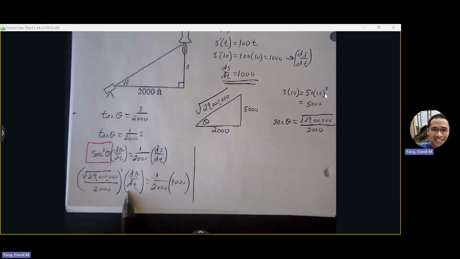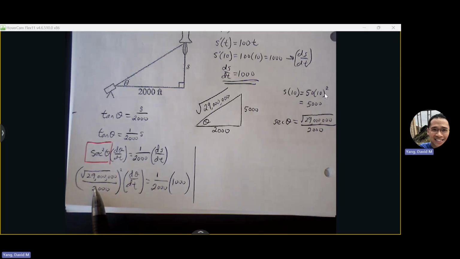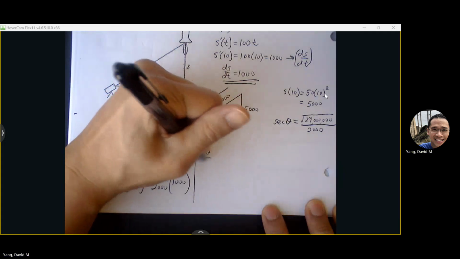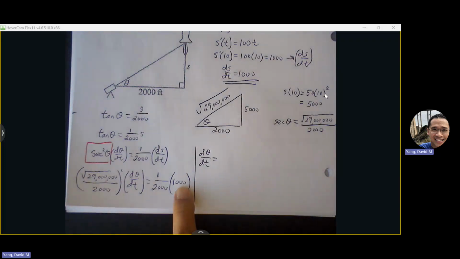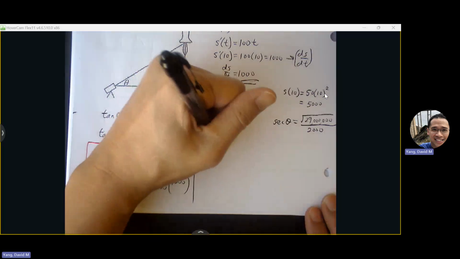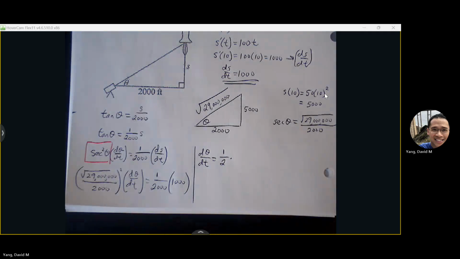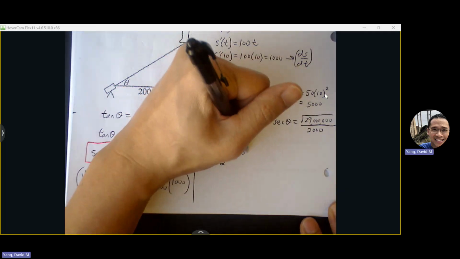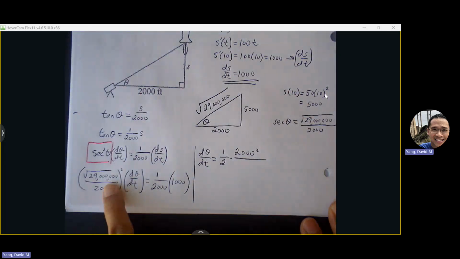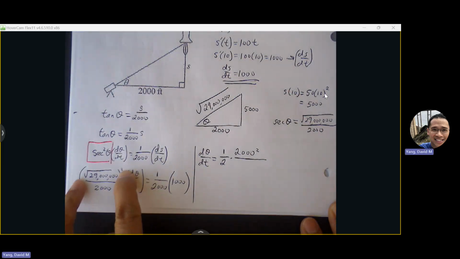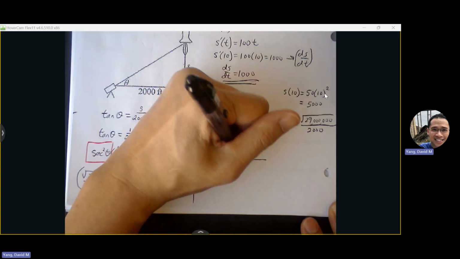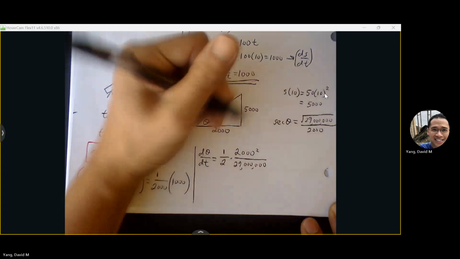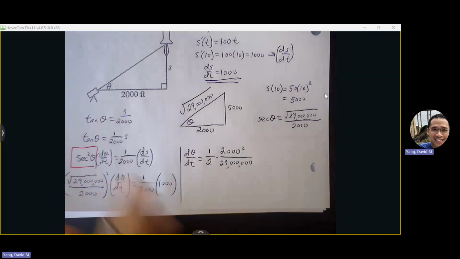Okay, so to solve for d theta dt, we're going to have to divide all this over. Dividing by a fraction is the same thing as multiplying by the reciprocal. We'll do some cleanup here. So 1,000 over 2,000, I can just make that 1 over 2, less numbers to multiply out. And then if I flip this here, I get 2,000 squared. And then square root of 29 million squared, I know the square root and square will cancel each other out. So I'm just going to make this 29 million. Okay, we'll make the calculator find this for us here.